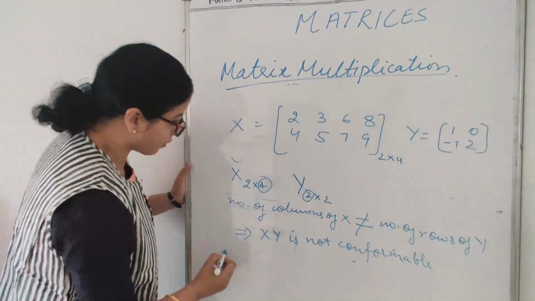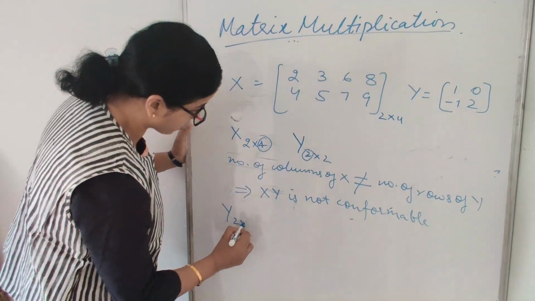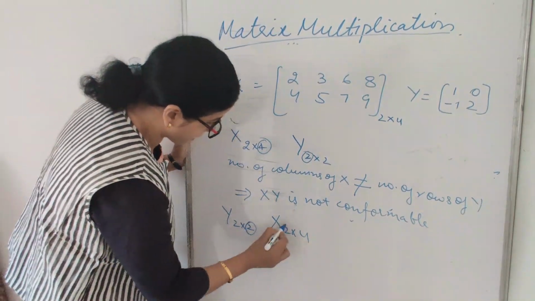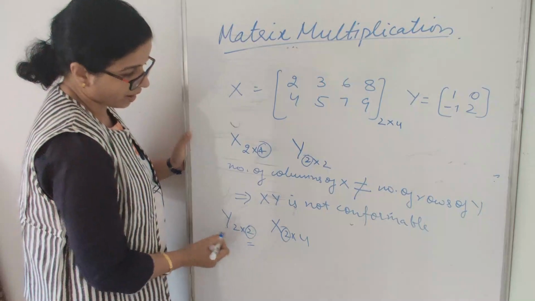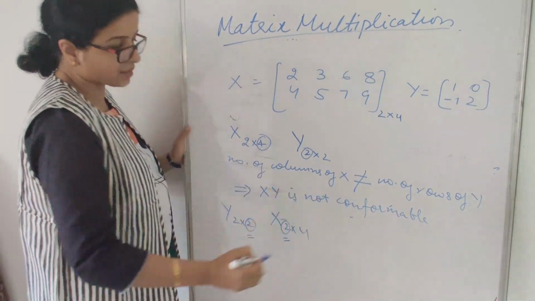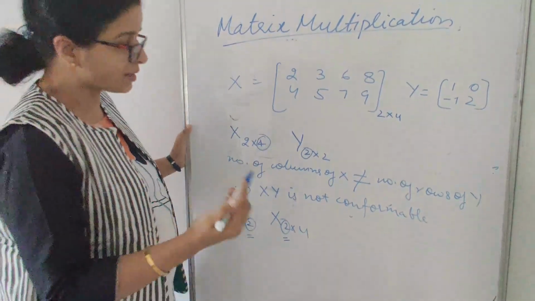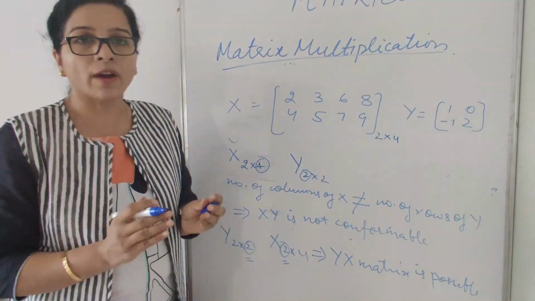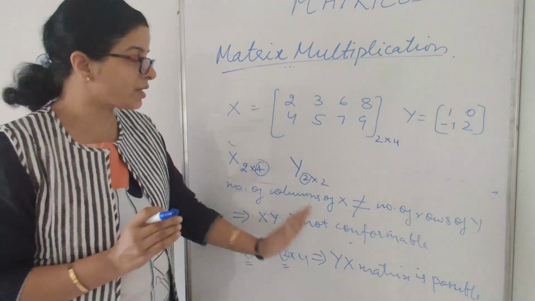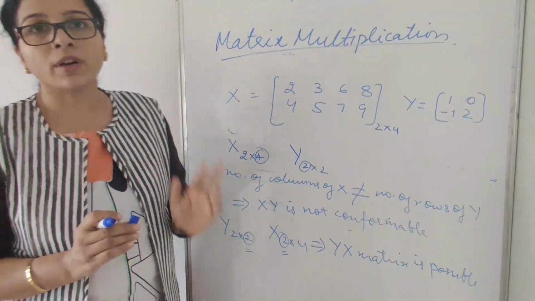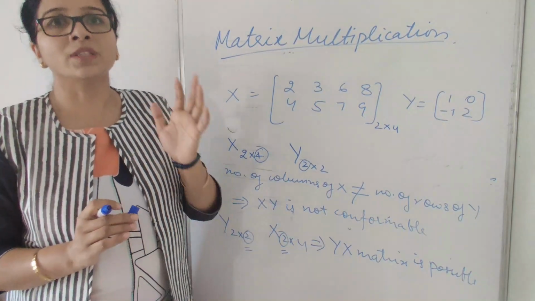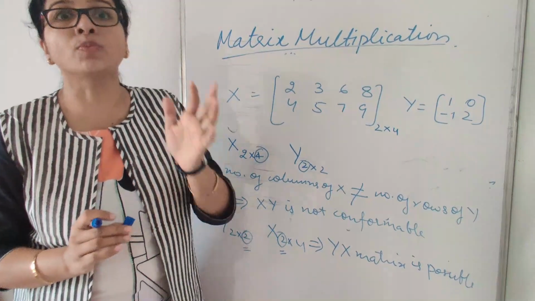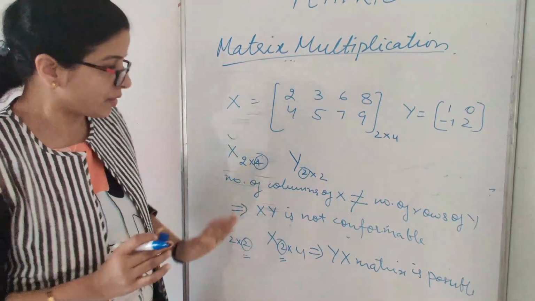Now we will check for yx. The order of y is 2 cross 2, and the order of x is 2 cross 4, so these are equal. The number of columns of y is equal to the number of rows of x. Hence yx is possible. So whenever you are checking for multiplication, you first have to check the order of the matrices, and check that the number of columns of the pre-multiplier, the first matrix, is equal to the number of rows of the second matrix, the post-multiplier. Clear?